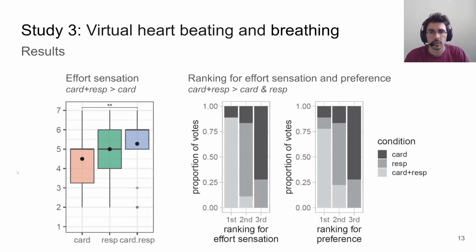So now onto the results. We had a significant effect on effort sensation. The combination of both cardiac and respiratory activity induced significantly more effort sensation than cardiac activity. And the rankings for effort sensation and preference show that combining both physiological parameters was preferred and induced more effort sensation than displaying only one at a time.